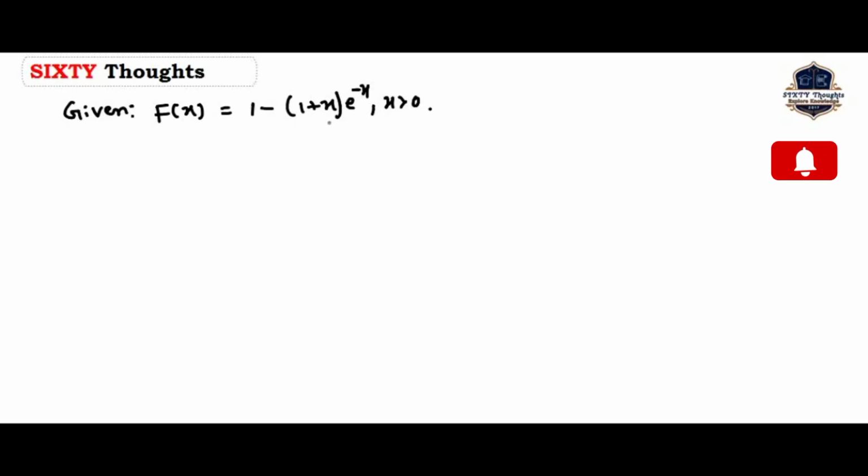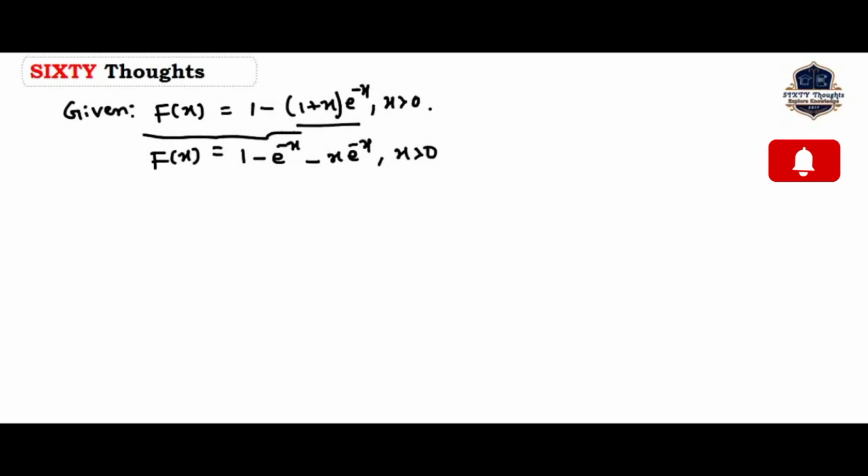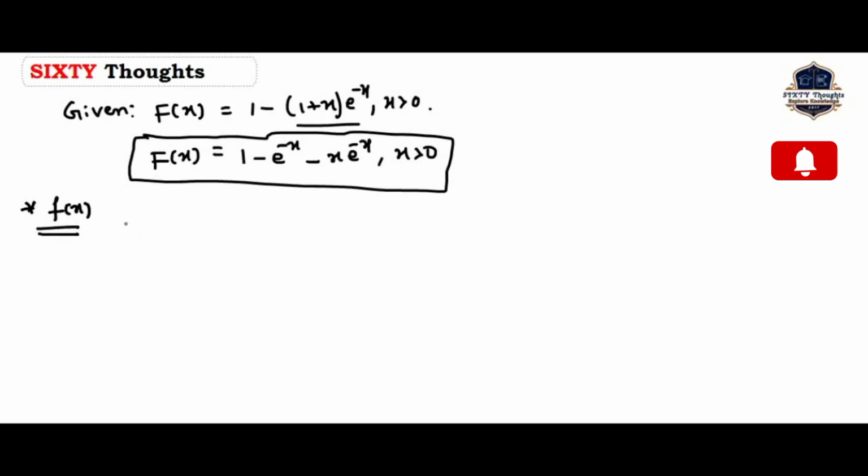So if we simplify this, which means if we multiply these two functions, we get 1 minus e power minus x minus x into e power minus x, for x greater than 0. So this is our capital F of x. So what is our target? We find small f of x. How to find small f of x?